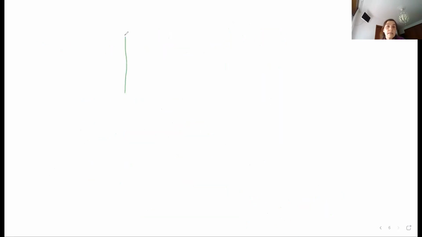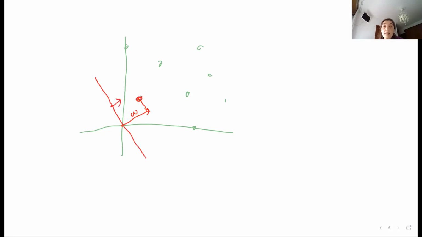That is, if here is the support, and this is omega, we are doing the scalar product. It will be like we take the orthogonal to omega, start moving, and the first points I touch are going to be the initial part.